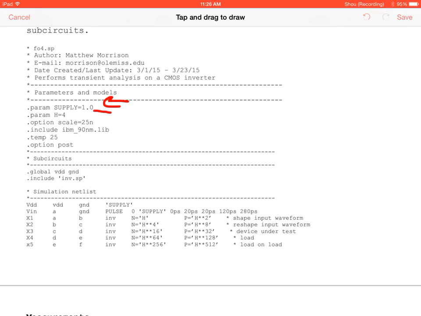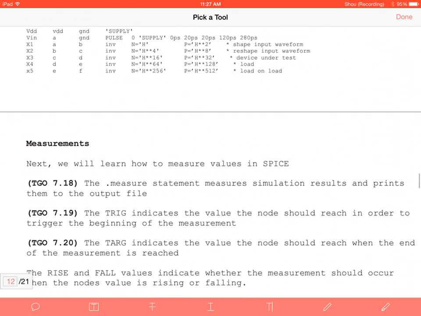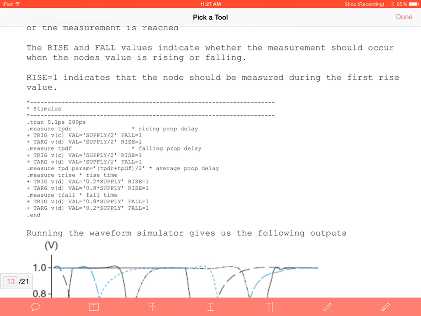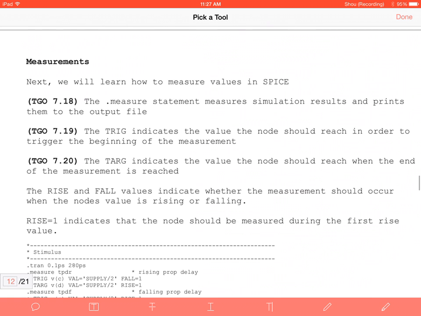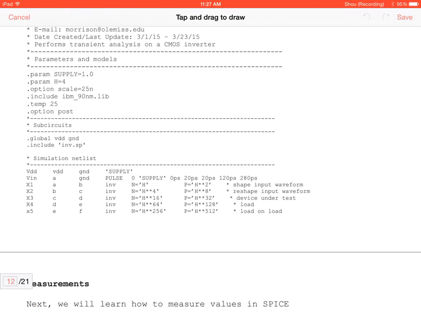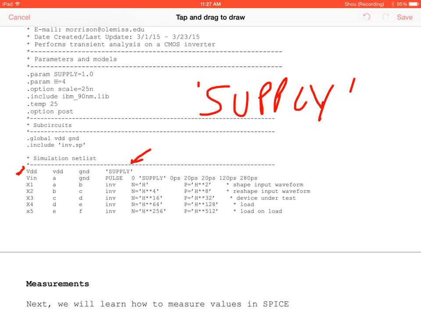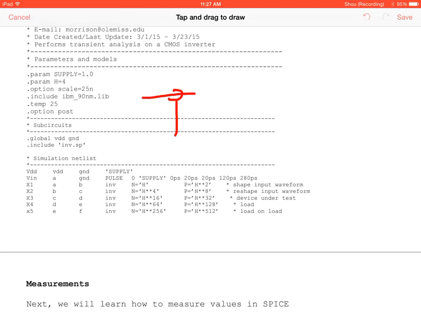So we have our supply voltage parameter, our scale, which is going to be half lambda. We've included our library. We have our temperature, and we include .option post. Down here we have a .end statement. Here we've defined our VDD and ground. We have our supply voltage, so you have single quote, SUPPLY, end quote. Anytime you're using these parameters you've defined, you put them in single quotes to make it work. So then VIN is A and ground.